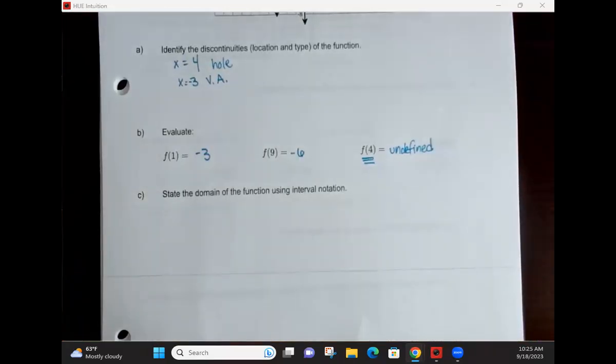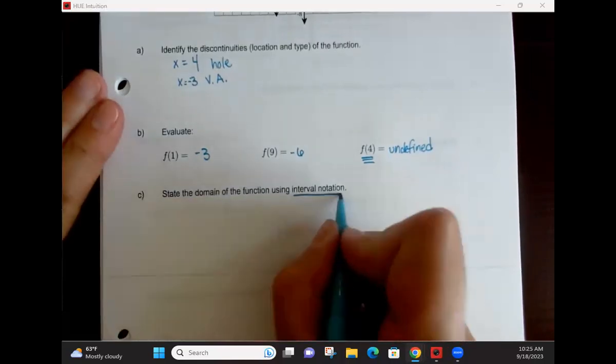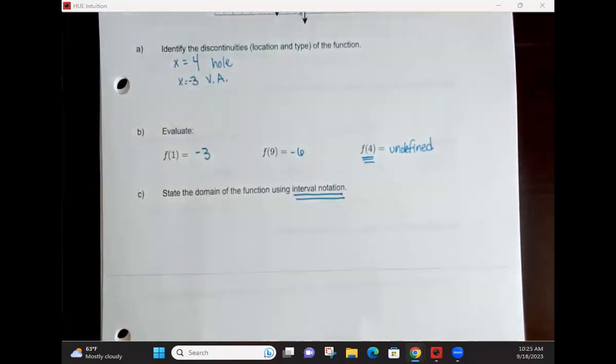So then if I state the domain of this guy using interval notation, I would like you to do that for me now. Using interval notation, give me the domain.